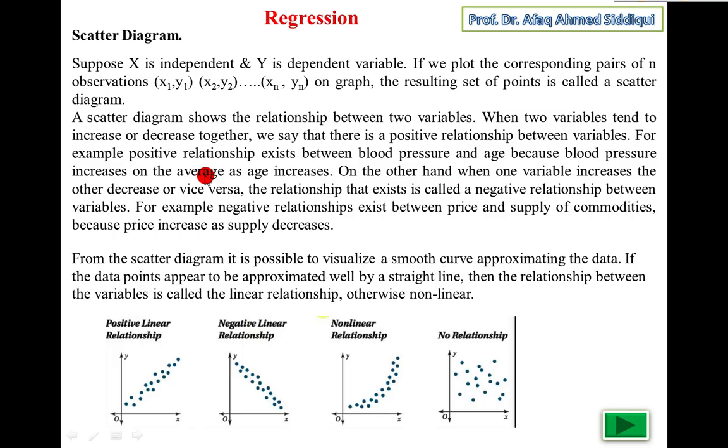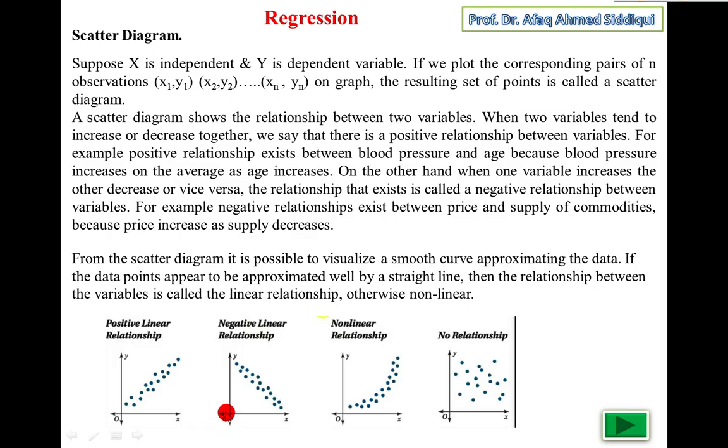Exact means exact value, but on the average means you have a large number of observations, and with the help of a large number of observations, n observations, you will obtain the average value. On the other hand, when one variable increases, the other decreases, or vice versa, the relationship that exists is called a negative relationship between the variables.